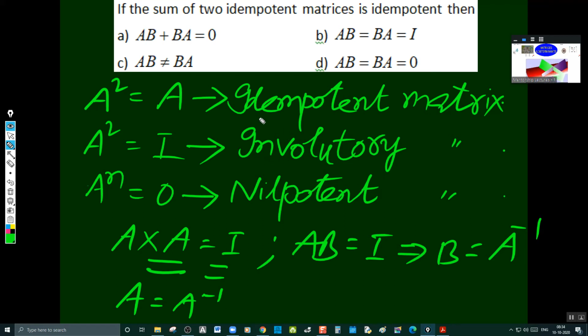And idempotent, identical. Idempotent, identical. So A square gives you A again. So you can remember like that. A power n equal to 0, nilpotent. Nil means 0. Nilpotent matrix. These are the three types of matrices which can be remembered in a uniformity with the power raised here.